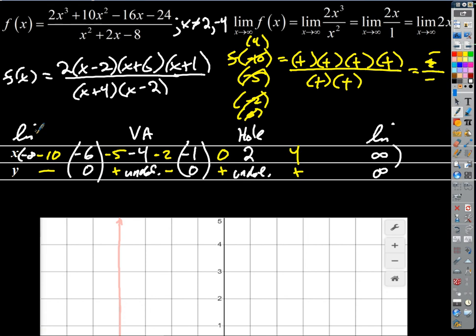What's the limit at negative infinity? If I put a really big negative number in for 2x there, I'm going to get a really big negative number. So the function's going to go up to infinity at the right and down to negative infinity at the left. Okay, but we can do one better than that.